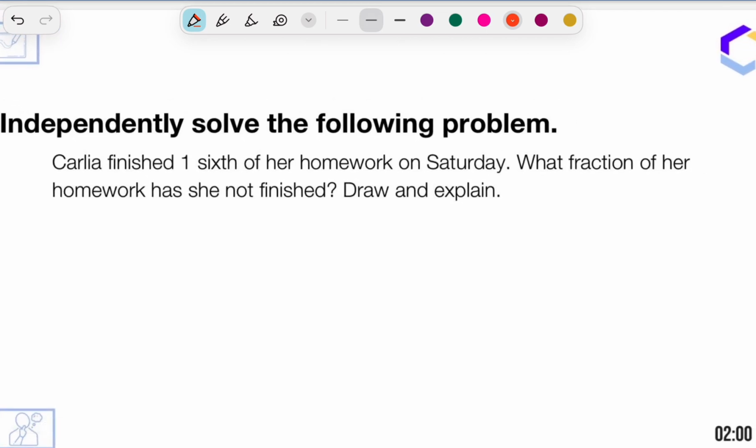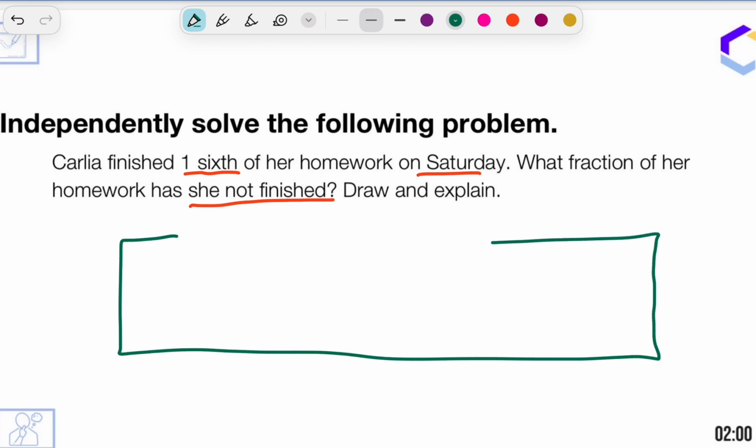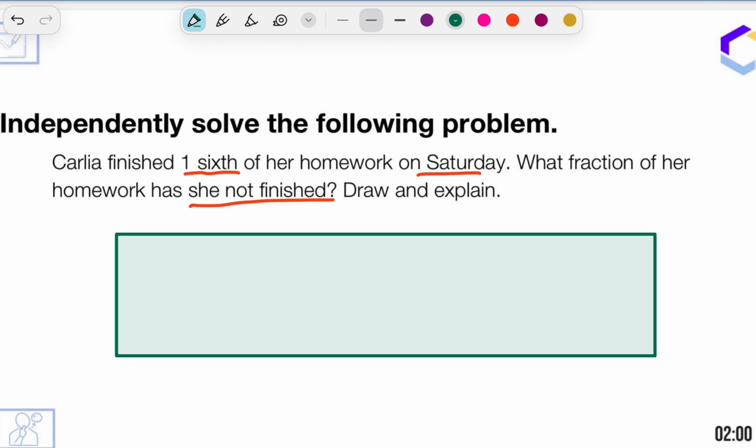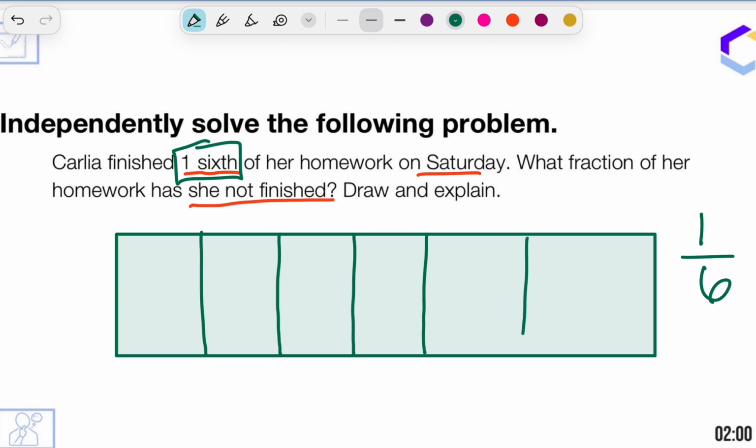Carlia finished 1/6 of her homework on Saturday. What fraction of her homework has she not finished? Draw and explain. All right, so again, I'm going to draw a bar, a strip here of a fraction. All right, and I'm going to make this into sixths. Why? Because that's my denominator and that's the clue that they gave us. In this problem, I see that they gave us the clue, which was 1/6. So now if I'm going to make 6, I'm going to draw how many lines? 5. 1, 2, 3, 4, 5.